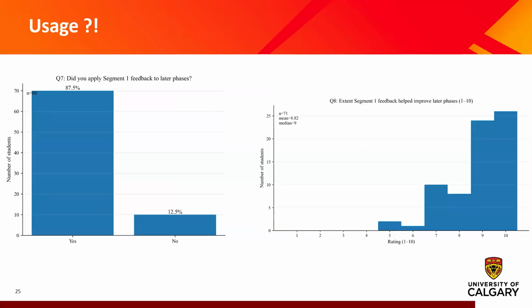And finally, we ask these questions to check whether students actually use the segment 1 feedback for the next submissions that they had in segment 2 and the last segment. Question 7 asks if they applied the segment 1 feedback to the later phases. Around 87% of the students say that they use the feedback to improve and change their submission, for example, for the second segment. And at the right side, based on question 8, you can see how they found it helpful to improve their submission.